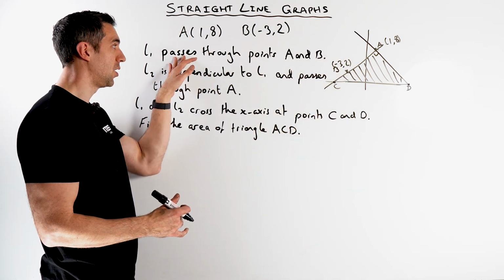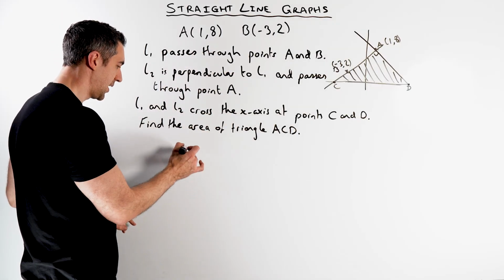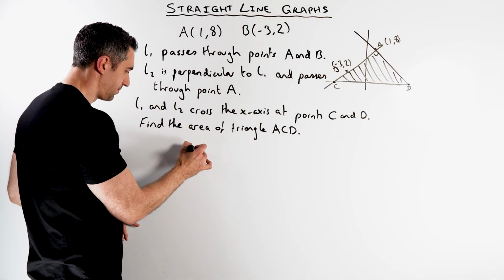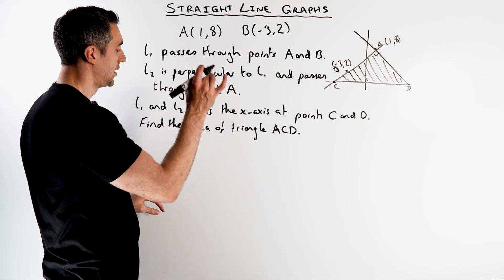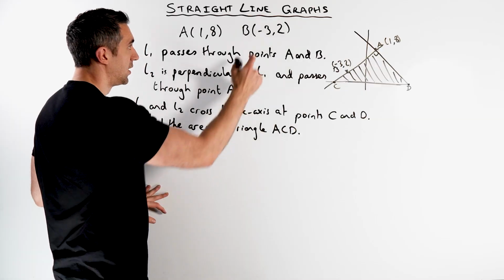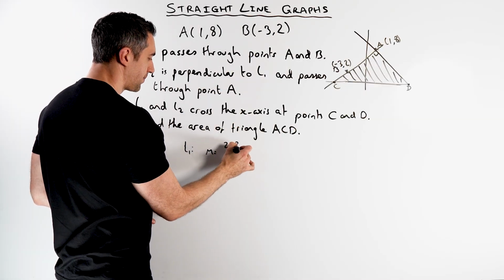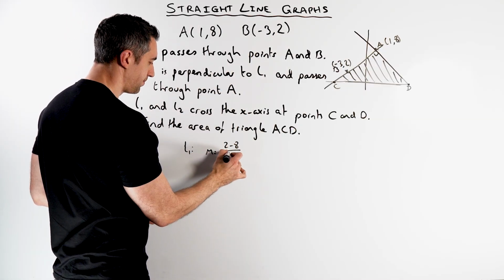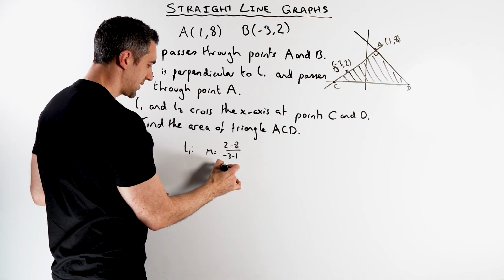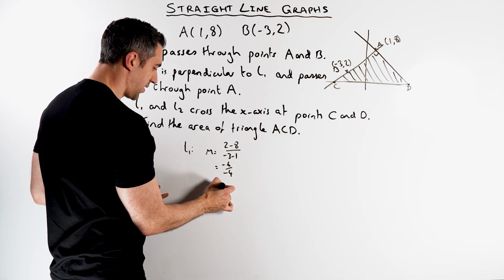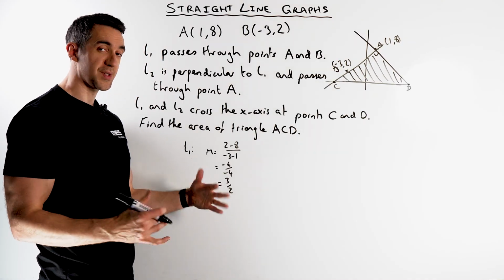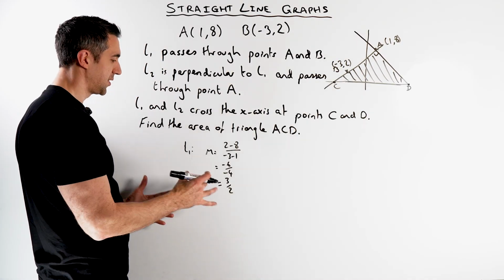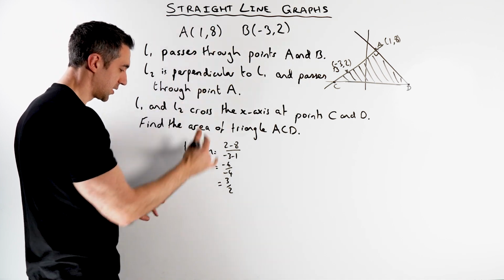So we now have something that we can work with and start trying to find out. If we start with L1, which passes through points A and B, we know we need a gradient first of all, because we want the equation of a straight line. So if I do my gradient, (2 minus 8) over (-3 minus 1), I get -6 over -4, simplify that and call it 3 over 2. So I now have a gradient for L1. Once I have a gradient, I have enough to find the equation because I also have a point in this case.